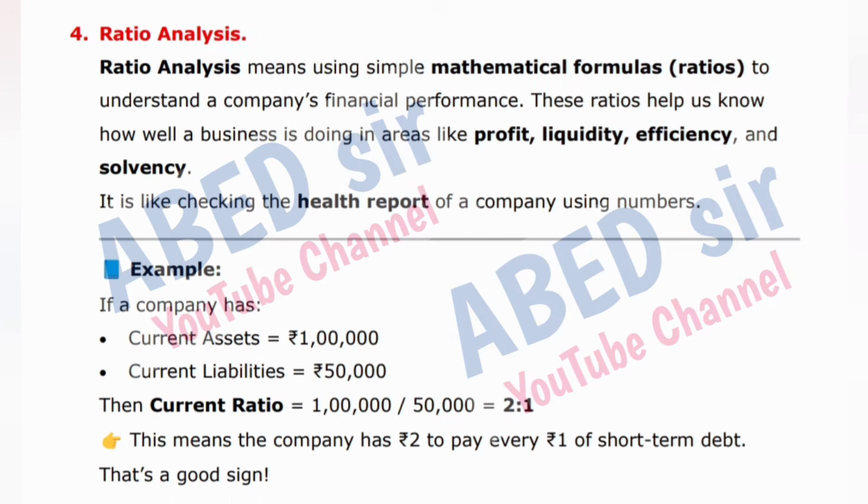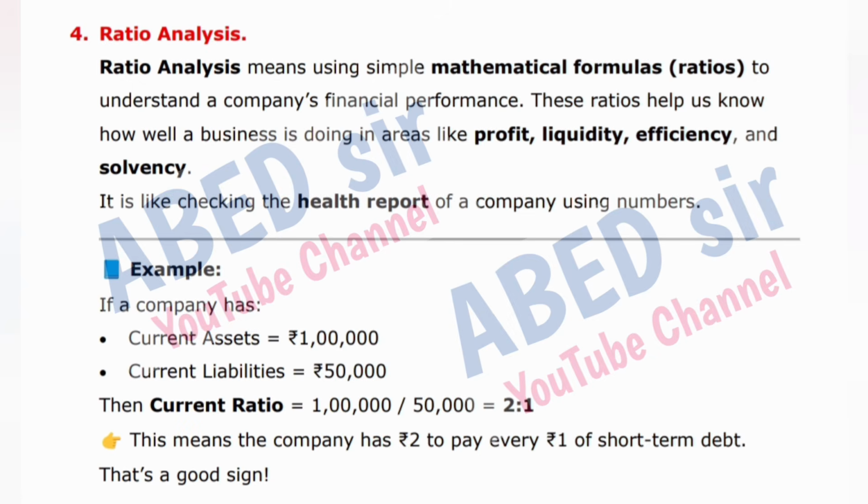Ratio analysis. Ratio analysis means using simple mathematical formulas, ratios, to understand a company's financial performance. These ratios help us know how well a business is doing in areas like profit, liquidity, efficiency, and solvency. It is like checking the health report of a company using numbers.